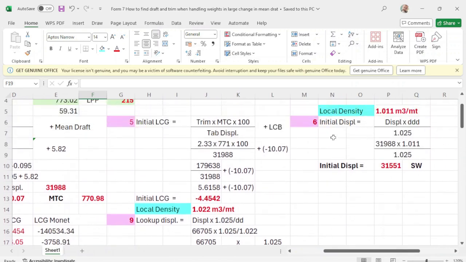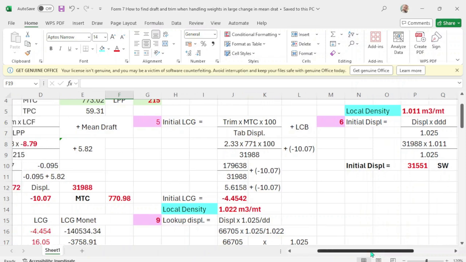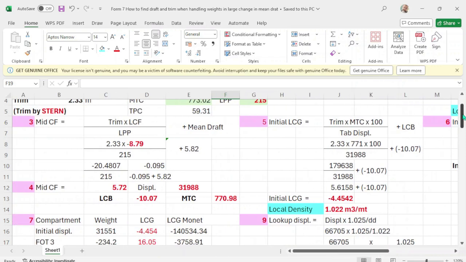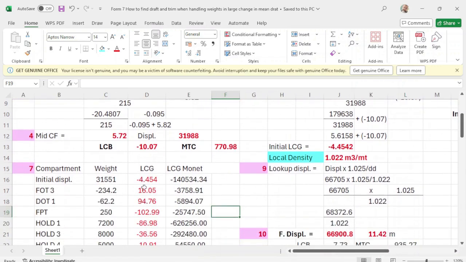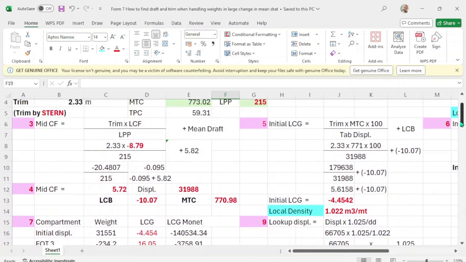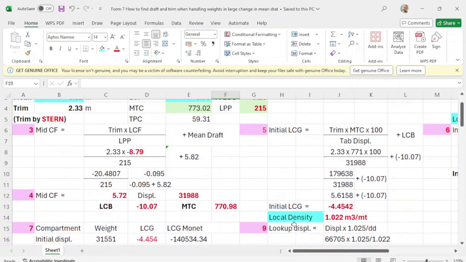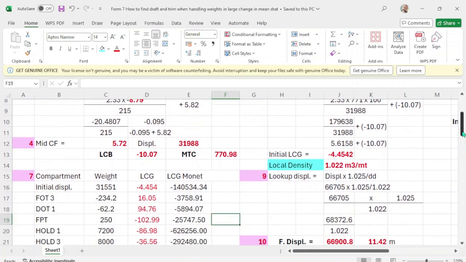From black water density to salt water is 31551, and here she goes. 31551, and LCG is negative 4.454, which is this one, upon applying this initial LCG. This is your initial LCG of negative 4.454, and this will be your LCG moment. Multiply weight times LCG, and you have this figure.